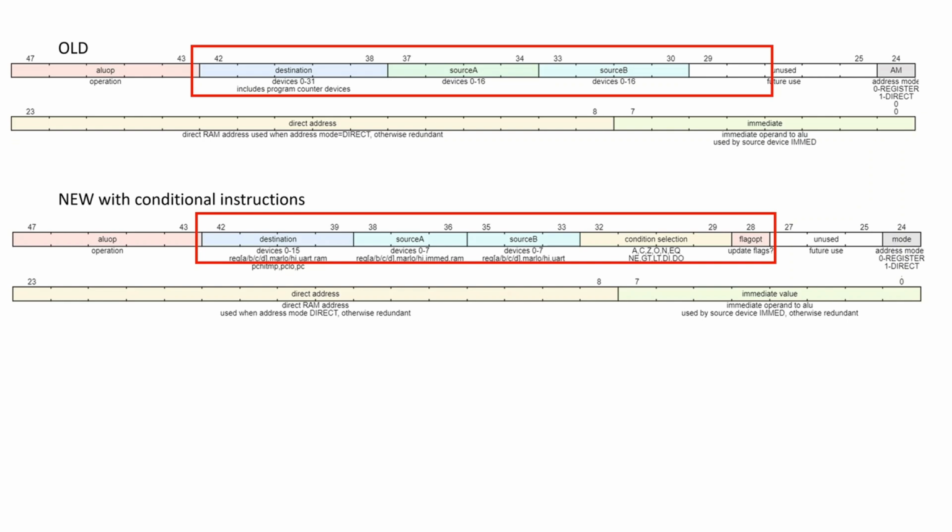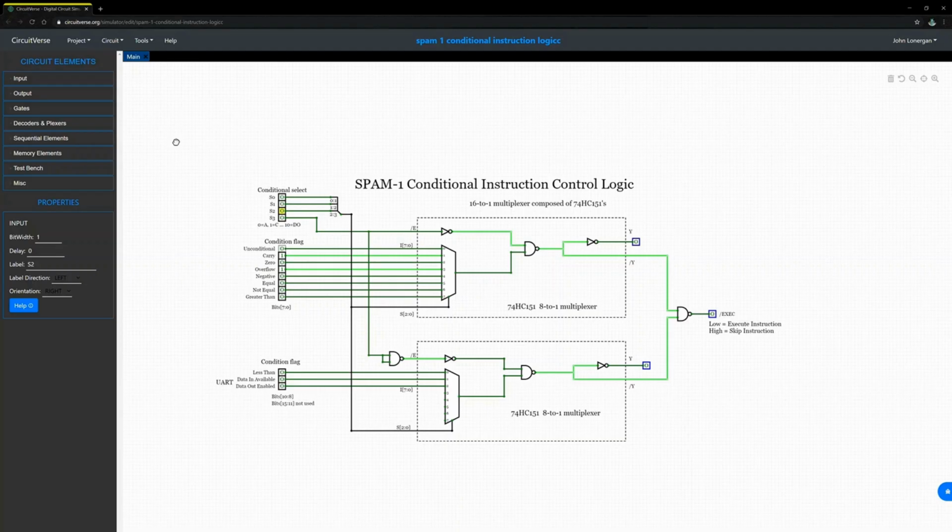And to figure out the control logic, I decided to give Circuitverse a go. So let's just go across and look at that. So here's SPAM-1's conditional instruction control logic. We've got some bits that would be driven by the instruction, which select which condition we're going to be dependent upon. And then we've got the status flags from the ALU.